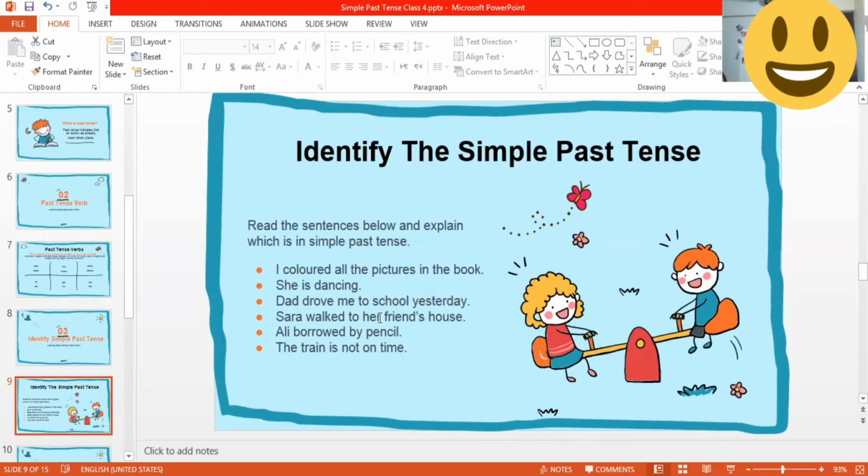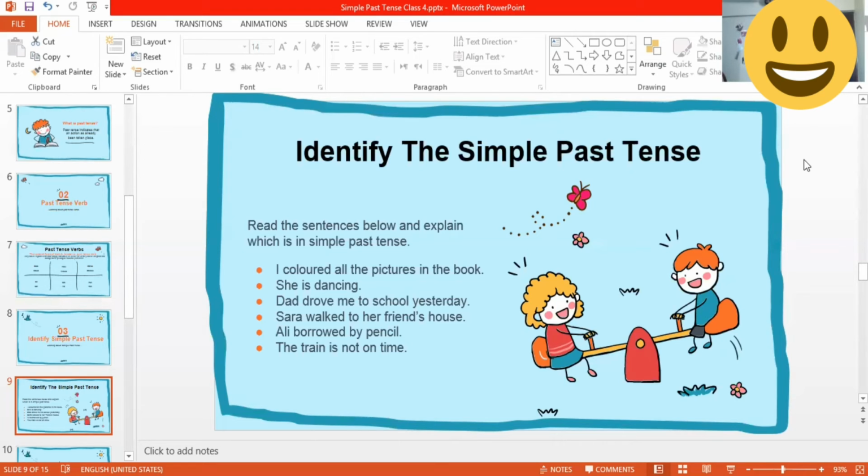Then number three is, dad drove me to school yesterday. So dad drove me. Drove becomes drive. Drive is the first form of verb, and drove becomes the second form of verb. So dad drove me to school yesterday. And since the word yesterday is coming, we know that it already happened in the past.